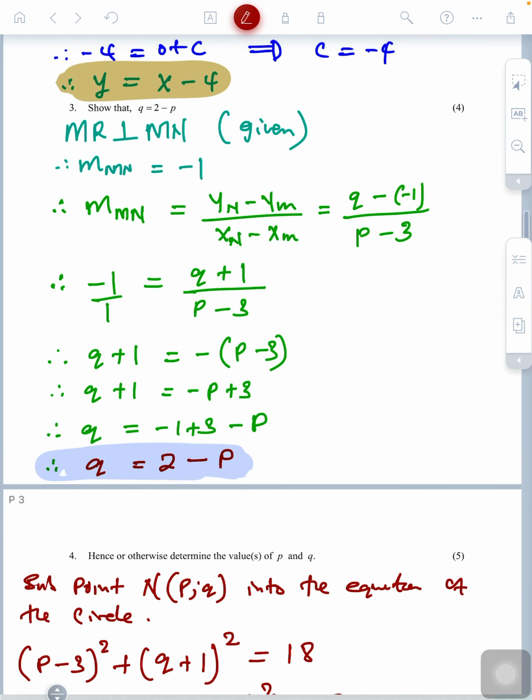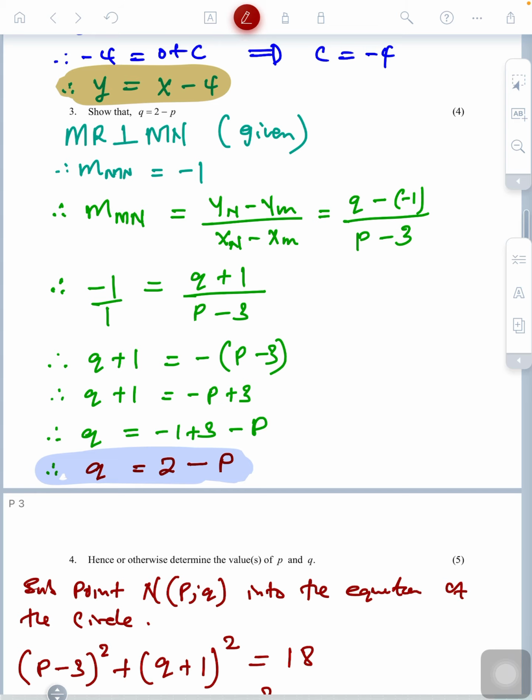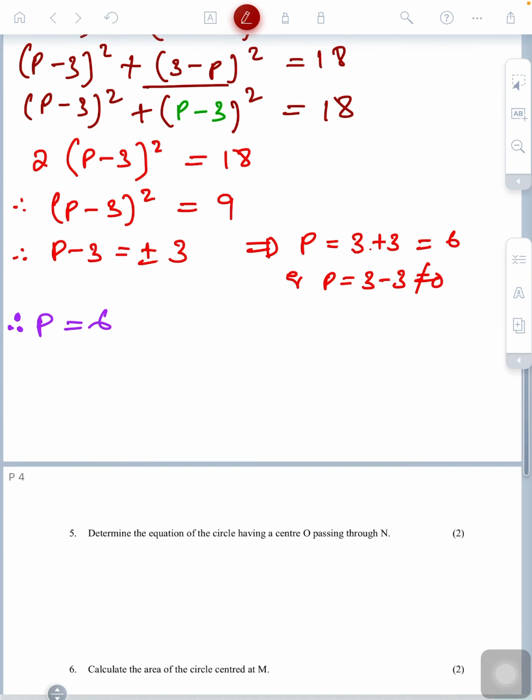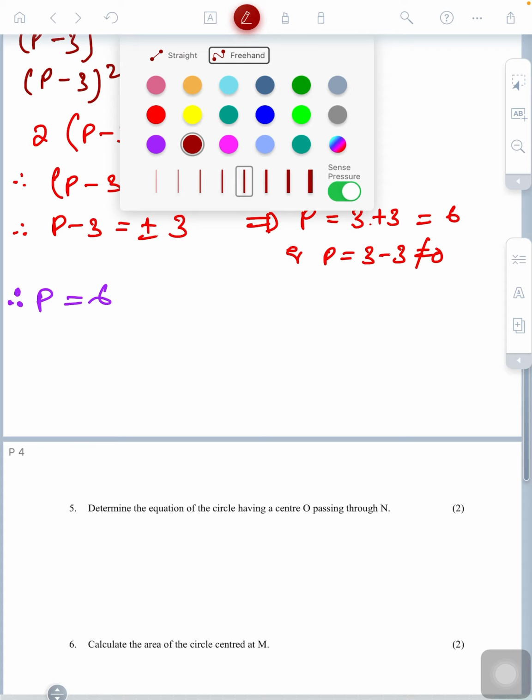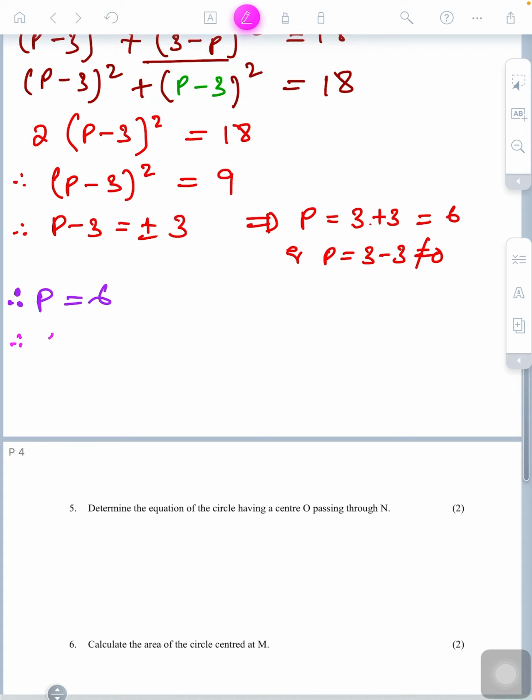Now, from number 3, I have Q equals 2 minus P. So I'm going to use that equation. Therefore, you have Q equals 2 minus P, where you now have a value for P. P is 6, so this is 2 minus the value of P, which is 6. Then let's see what we get now. The value of Q is going to be -4.